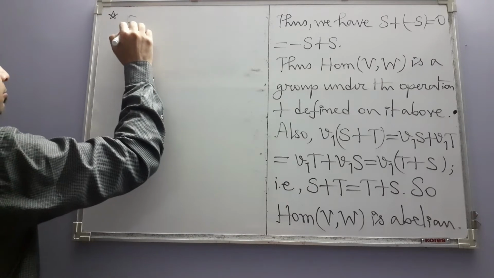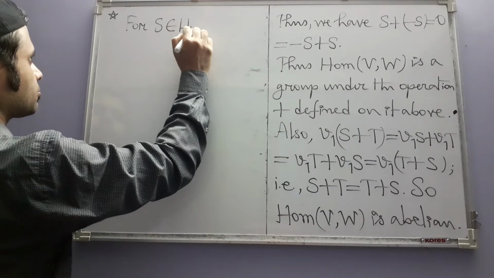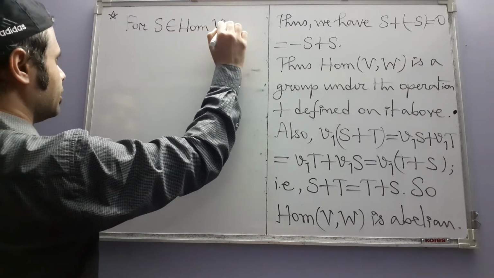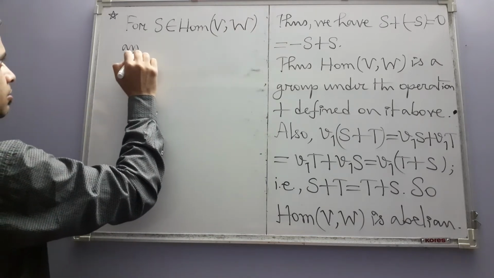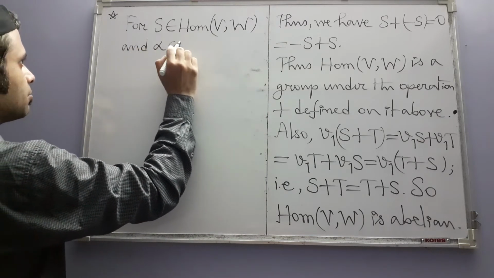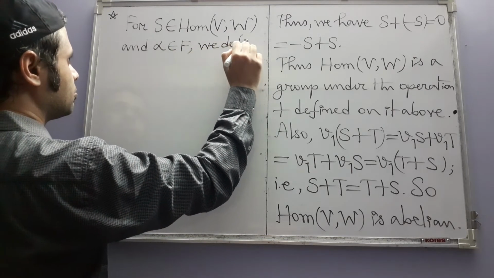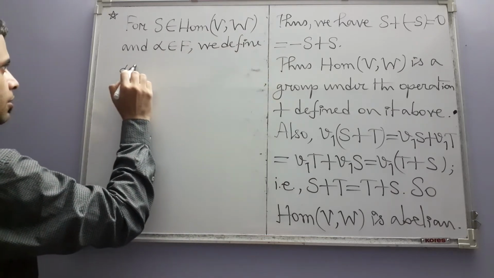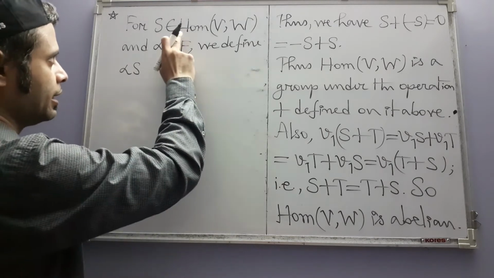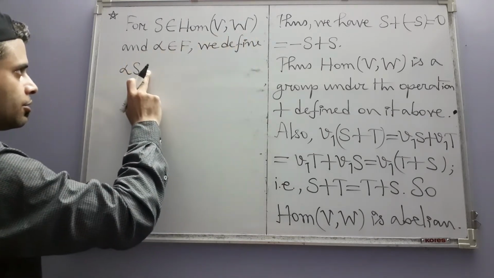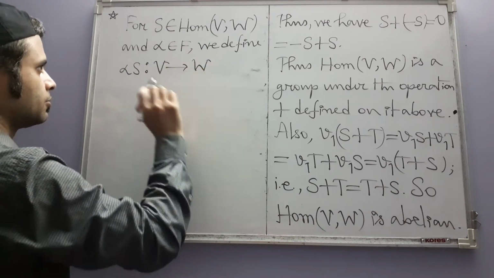For s belonging to, once more let's just write where s is coming from, s belonging to this and alpha belonging to the field, we define alpha s. So like before, we want alpha s to be again an element here. That means this alpha s should be a function from V into W.